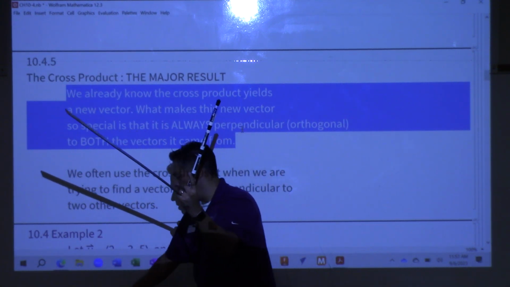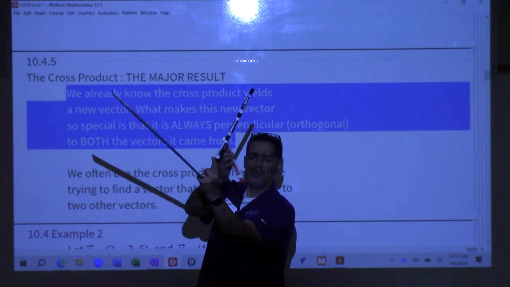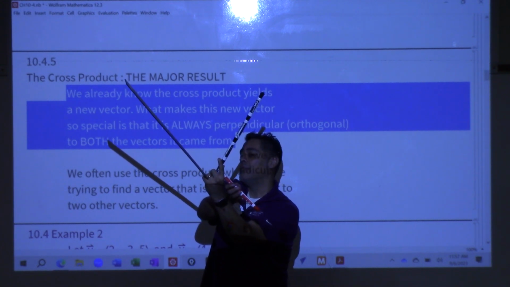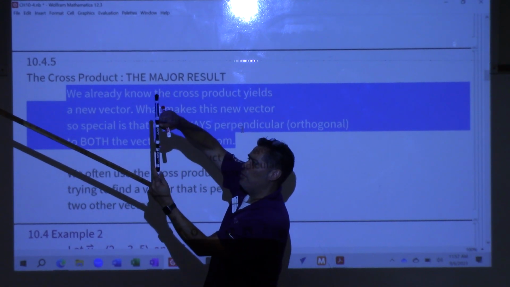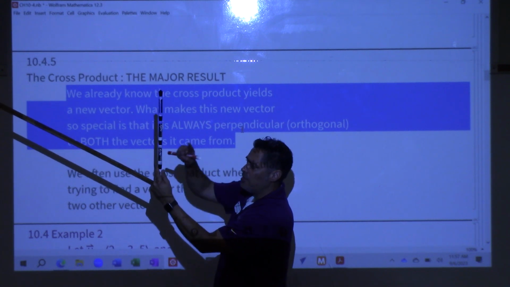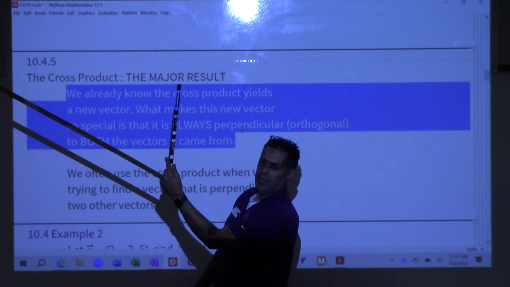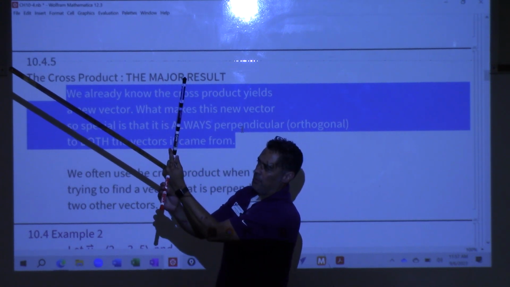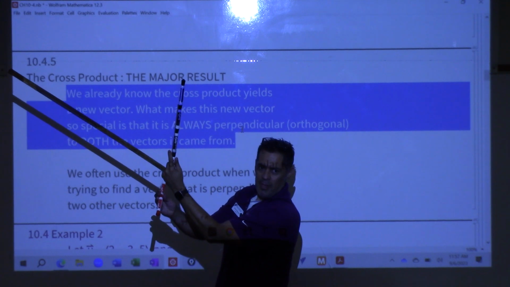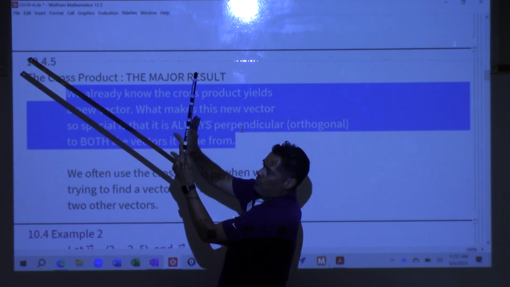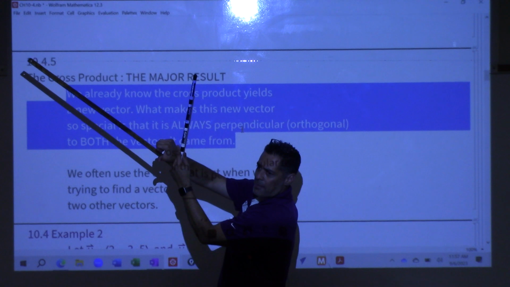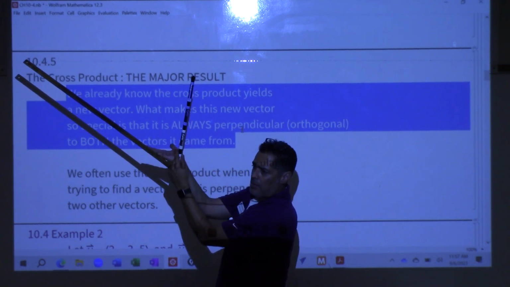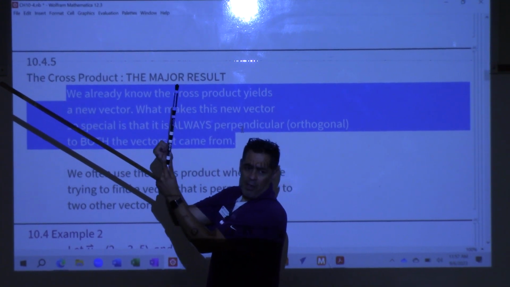Cross them, y'all tell me. Option 1, option 2. So this is u, this is v. I'm going to cross u cross v. Where should the cross product vector be? Option 1, option 2. It's 2. It is 2, because you're curling your fingers from u into v, and your thumb is coming out in the direction of the cross product. If you do v cross u, it goes the other way around.